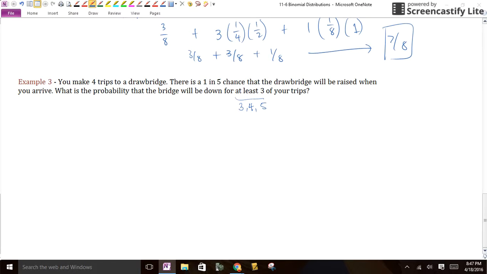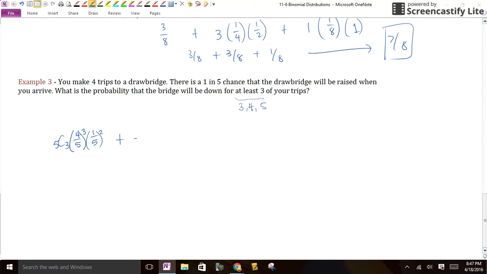So we're going to have 3 different problems. Well, here goes the 3 trips, right? So it's going to be 5C3. The chance that it's down is 4/5, and that's going to happen 3 times. The chance that it's up is 1/5, and that's going to happen 2 times. And if you figure out what that is, that will be the probability that it is down for exactly 3 trips. Now we're going to add that to the chance that it's 4 trips.